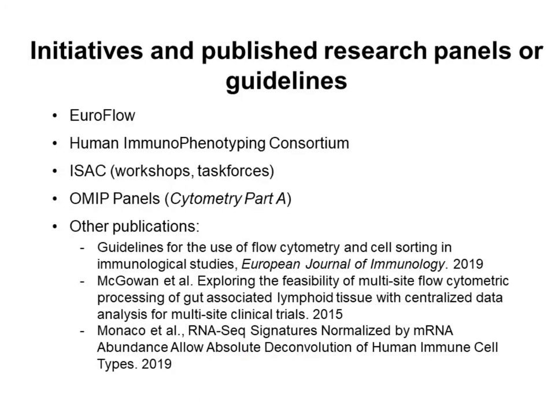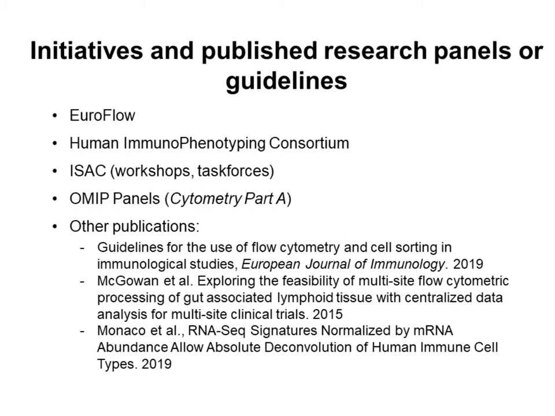So, of course, there are initiatives and people trying to get things improved. For instance, you have EuroFlow and the Human Immunophenotyping Consortium in the US, which are two driving forces. This is complemented by ISAC, the International Society for the Advancement of Cytometry, and the affiliated journal, Cytometry Part A. Especially, they publish the OMIP panels. OMIP stands for Optimized Multicolor Immunofluorescence Panels. You will also find in the literature various publications looking into those issues.